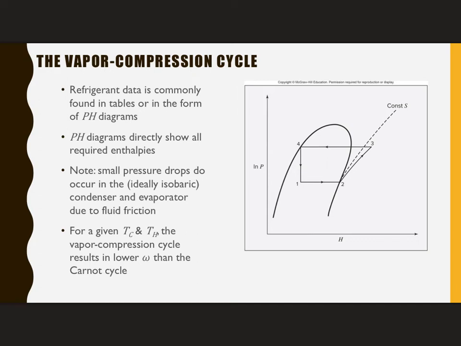The other thing is that this is definitely going to have a lower coefficient of performance than the Carnot cycle. So once you know the TC, which relates to the high pressure and the low pressure in your cycle, the temperatures that relate to those pressures are always going to give a result that is less than the Carnot cycle coefficient of performance.